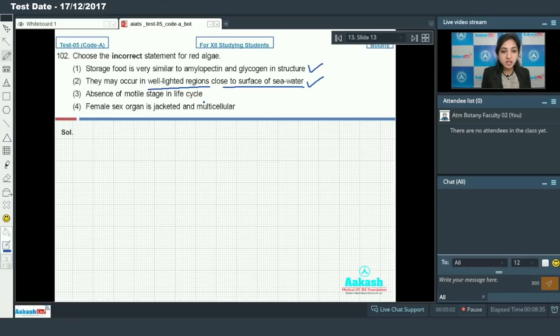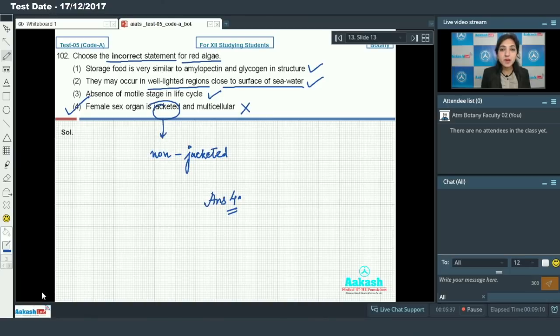Absence of motile stage in life cycle. In red algae, motile spores and motile gametes are absent. So motile stage is absent in the life cycle of red algae. Female sex organ is jacketed and multicellular. No. In red algae, female sex organ is non-jacketed. Okay, so this is an incorrect option and we have to identify the incorrect statement for red algae. So by this, answer to this question is option number 4.